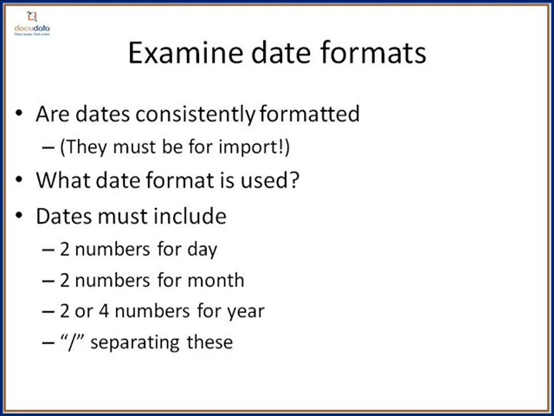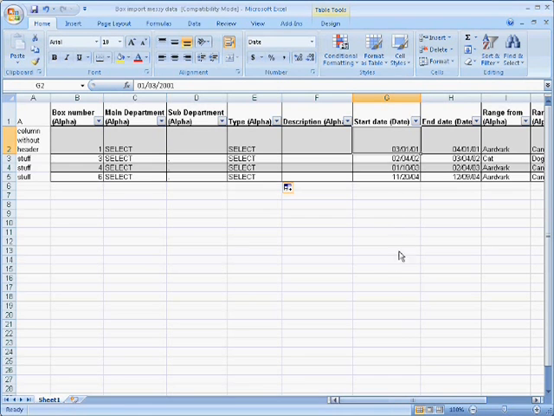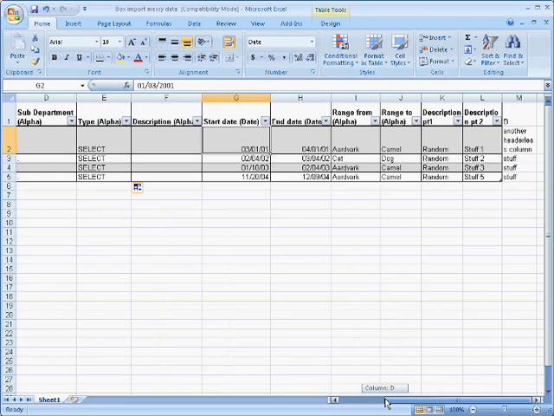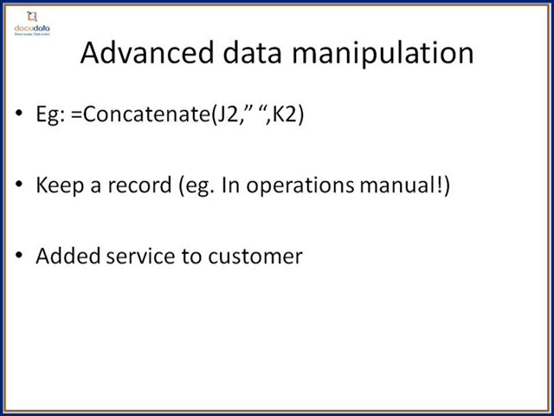Next, we will examine the date formats. We want to make sure that they're consistently applied, and we also want to make sure that the date format being used is valid. These must include 2 numbers for days, 2 numbers for month, and 2 or 4 numbers for the year, and should be separated with a /. Here we see that the date format being used is month, day, year with a 2-digit year, and that all dates are valid.